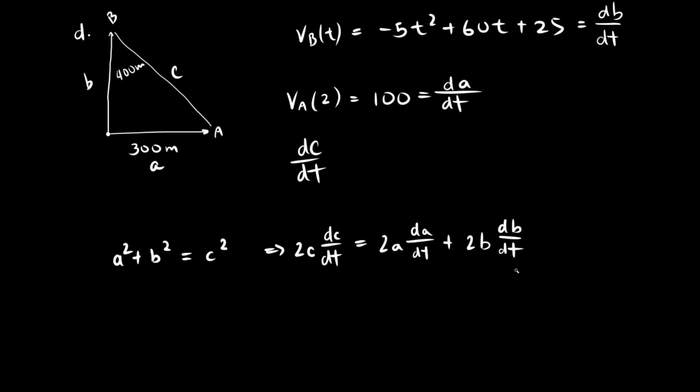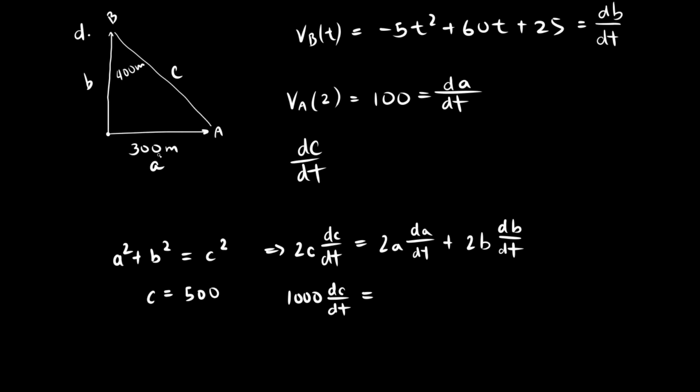Now, if you take a look at your modified equation, you can see that there are rates of change inside this equation, meaning it's no longer stagnant. You've introduced motion to it, so you can start plugging in your values. So using the Pythagorean formula, we know that 300 squared plus 400 squared should equal c squared. So c is equal to 500. So over here, this becomes 1000 times dc/dt is equal to this.